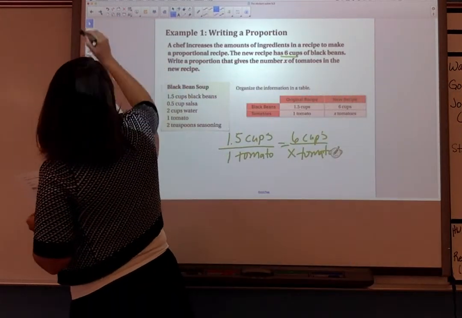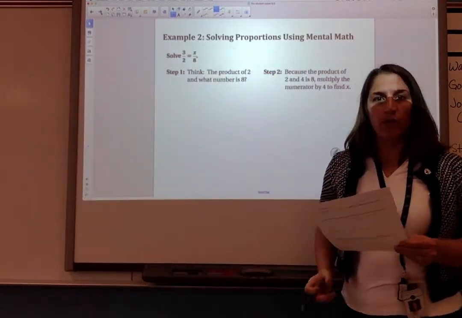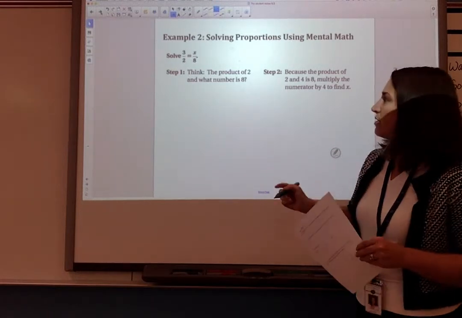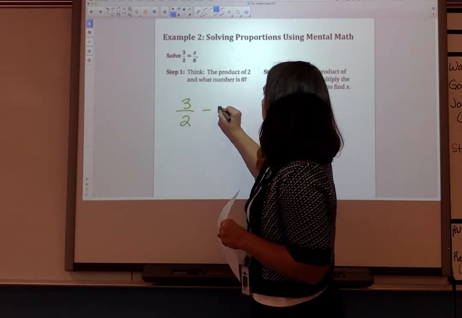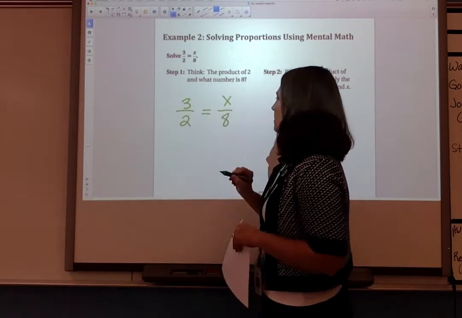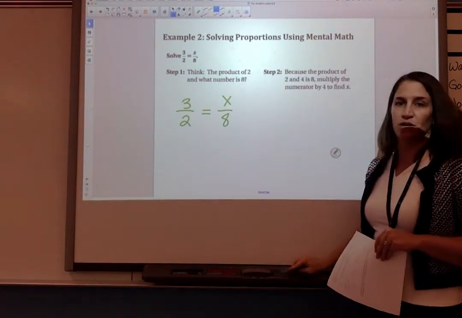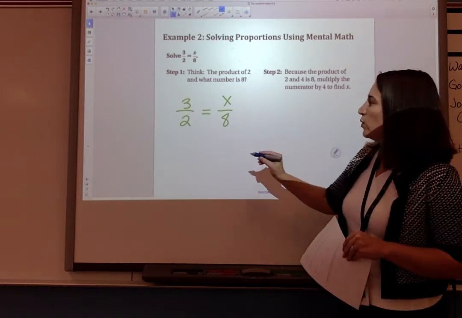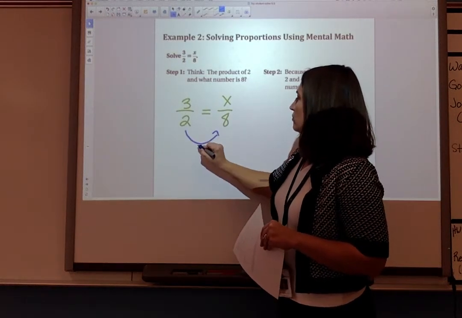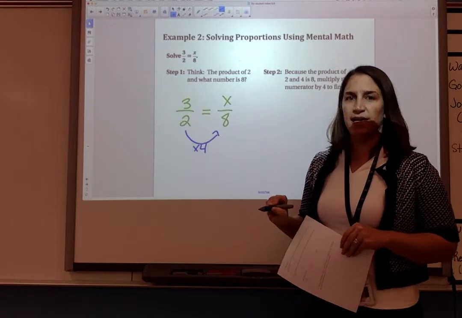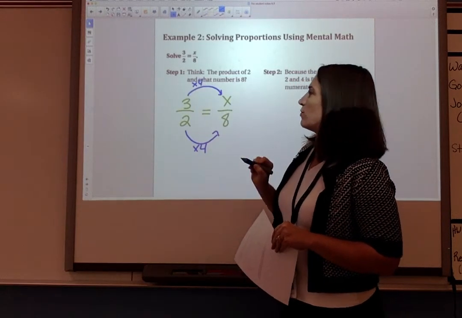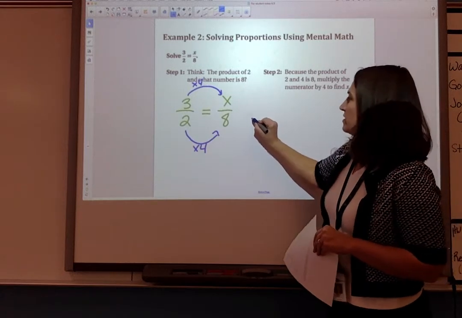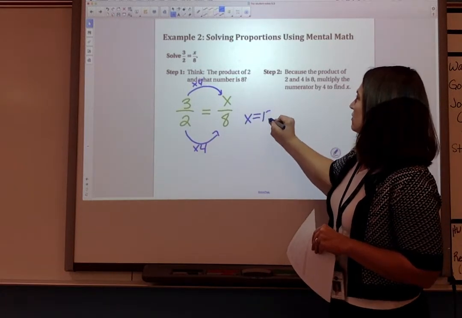Okay, in our next example, we're going to solve the proportion, and we're going to use mental math. So I'm going to rewrite this proportion here. 3 over 2 equals X over 8. This is a great proportion to solve using mental math because we know that 2 times 4 is 8. So all we need to do to find X is think, what is 3 times 4? So in this case, X equals 12.